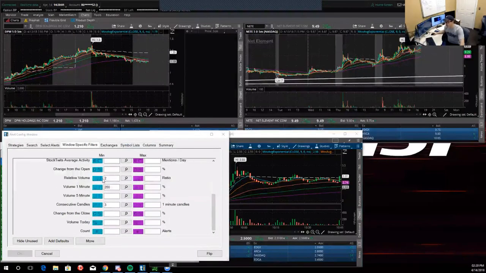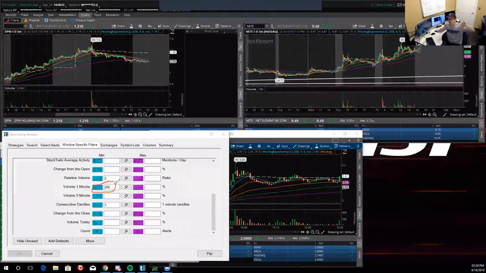Relative volume here is 2, so we're scanning for stocks that are trading at least 2 times their typical volume rate. Volume 1 minute, so you remember this from the previous low float scanner. This volume 1 minute is just scanning for stocks that have popped up and are trading 200% on a 1 minute time frame, or 200 times their regular volume rate on a 1 minute spike.